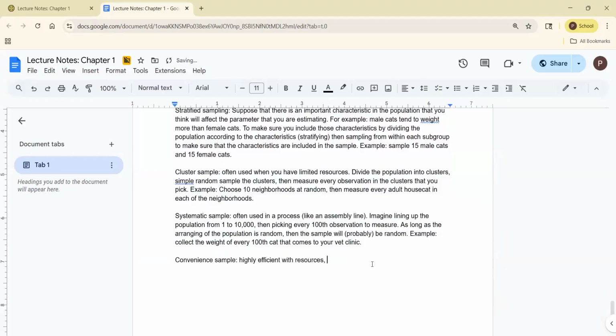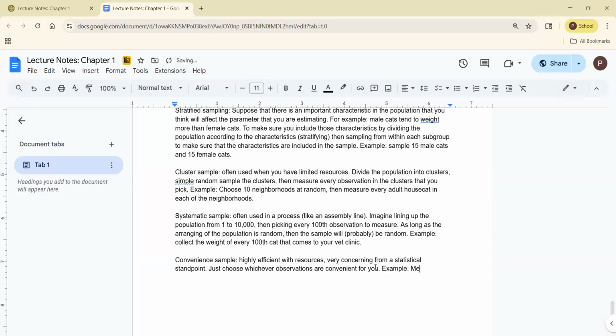and then our low standard that is highly efficient with resources, very concerning from a statistical standpoint, is the convenience sample. Just choose whichever observations are convenient for you. And maybe you can put some rationale, like I live in a neighborhood where I think the cats are representative of all the cats in Salem. But ultimately, you're saying, I don't have a lot of resources. I'm just going to pick whatever observations are most convenient, and I'm going to measure them.